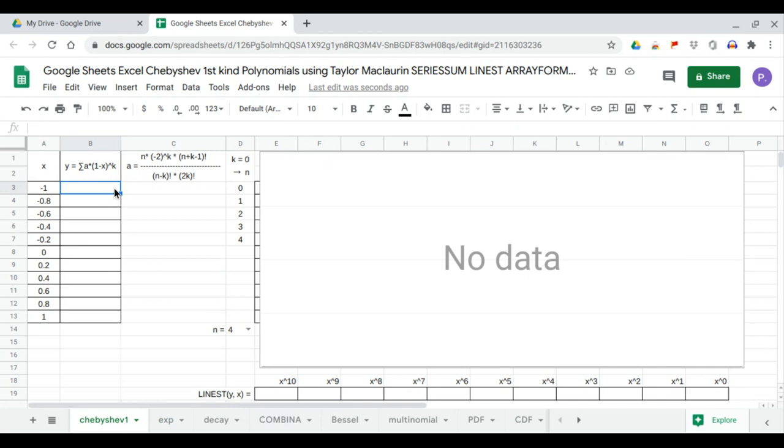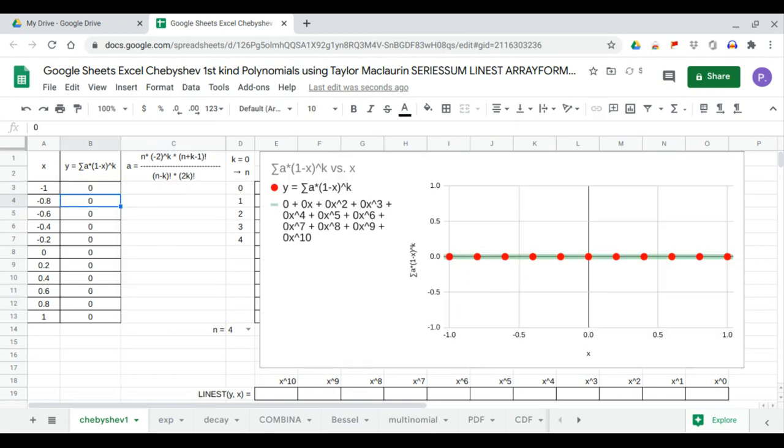Now we can use the Taylor-Maclaurin series sum. That is array formula, series sum of the x value. So that is 1 minus x raised to the power k, where k starts from 0, incremented by 1, and the coefficient will be this range. So here we have the trend line equation, which is also the Chebyshev first-kind polynomial to the degree 10, and the trend line of the polynomial.